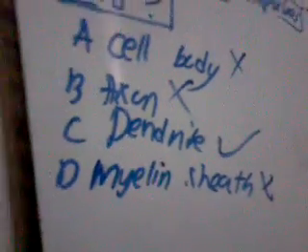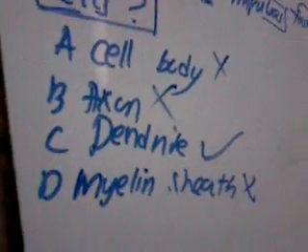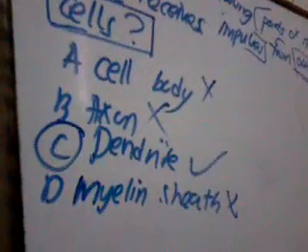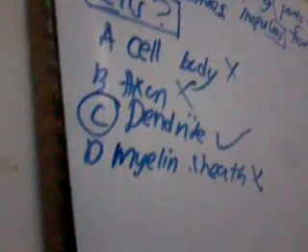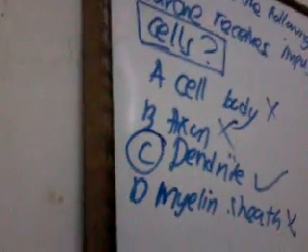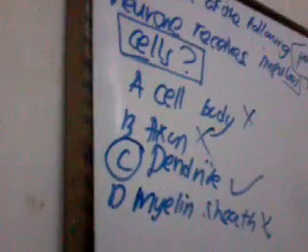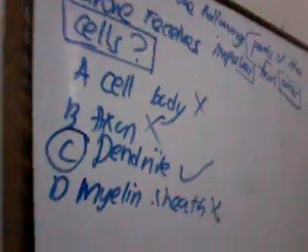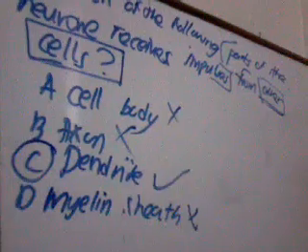D, myelin sheath, is definitely wrong. It does not receive impulse from other cells, so it's not a suitable answer. So the best and most suitable answer is C, dendrite. Students need to know what the cell body, axon, dendrite and myelin sheath are, the meaning of each part of the neuron.